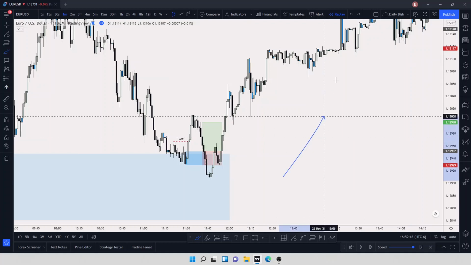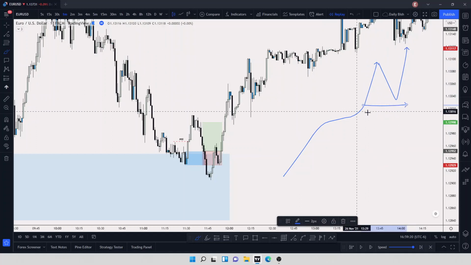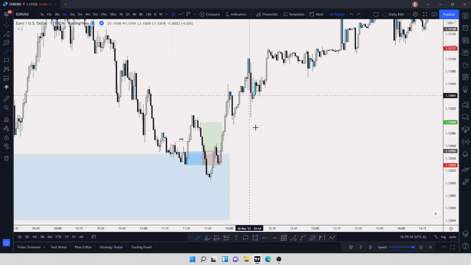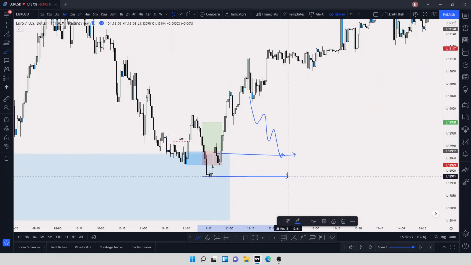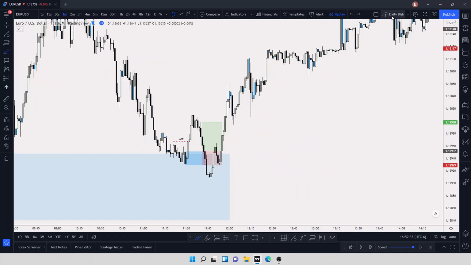Sometimes price just rips to the upside, little tiny pullbacks, and you barely get missed, or it only goes to 50% and then goes higher. So that's the problem with taking those. Or price could decide it wants to come back down here, fill up these unmitigated zones, and then go higher.